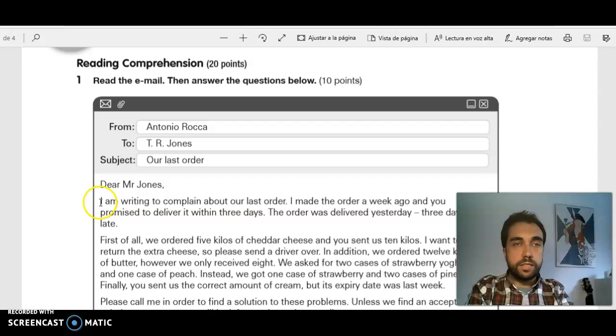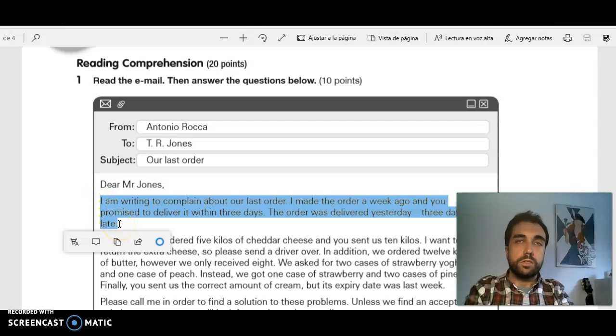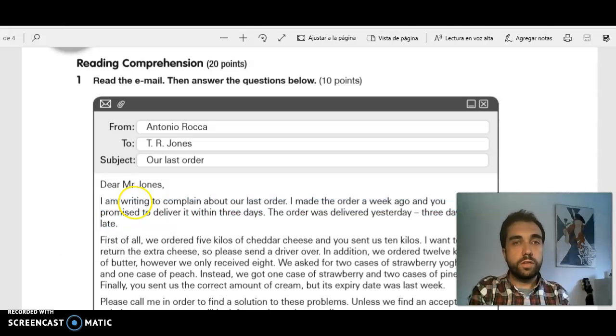The second step is to write an introduction. The first line, or the first two lines of this email, give us the main idea of the complaint. He's saying, I'm writing to complain about the last order. I made the order a week ago and you promised to deliver within 3 days. The order was delivered yesterday, 3 days late. So this is the main idea of the complaint.